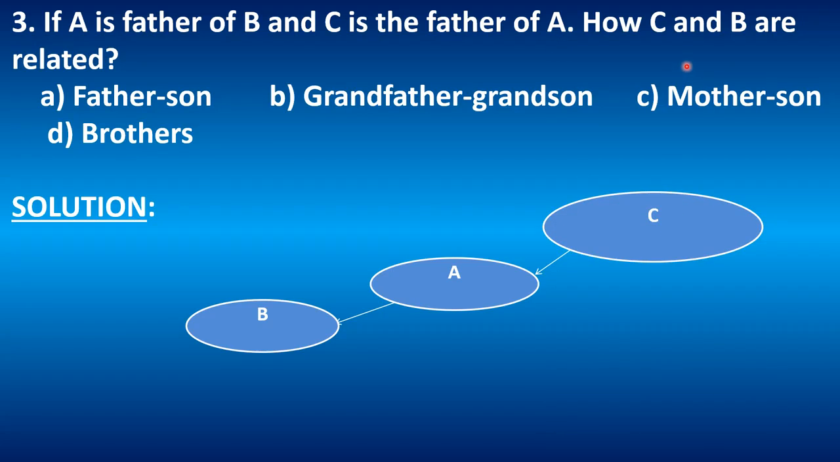Okay. Now, how C and B are related? So here B is the son, A is the father. Okay. And C is the father of A. It means C is the grandfather of B. Understood, beta? So here we will write grandfather.